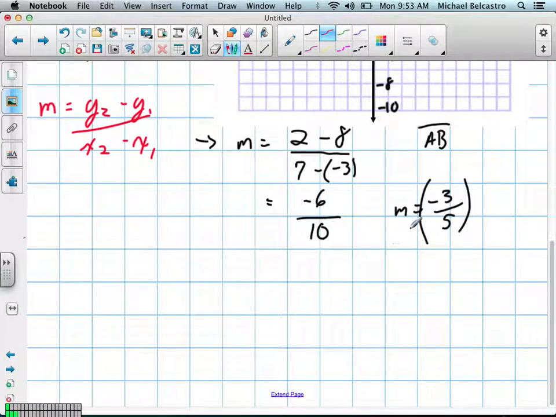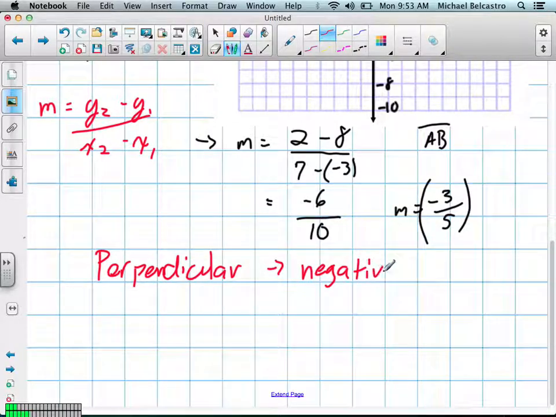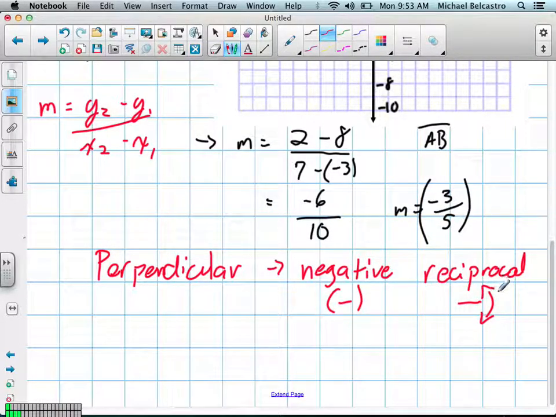Okay? So for perpendicular, we need to find the negative reciprocal. Now this word, I don't even know if I'm going to spell right. I think that's right. And I want you to think of this idea. We need to multiply it by a negative, in other words, -1. And whatever the fraction is, we need to invert the fraction. Okay? We need to flip it.